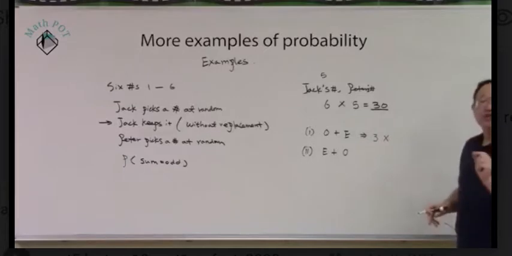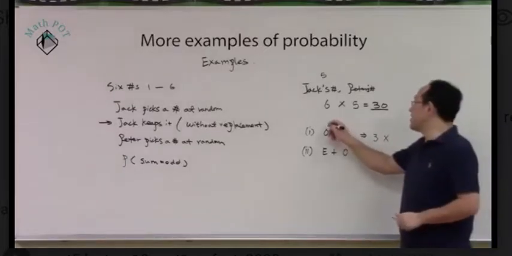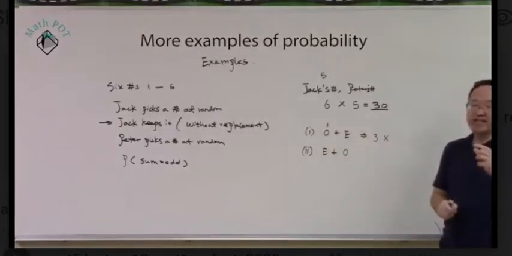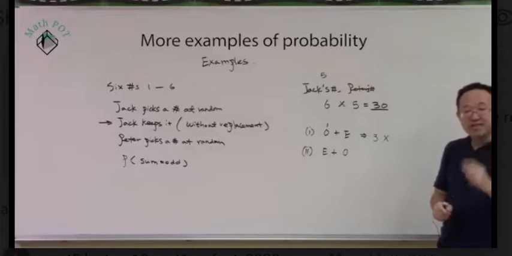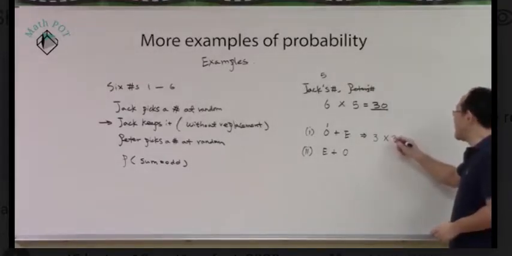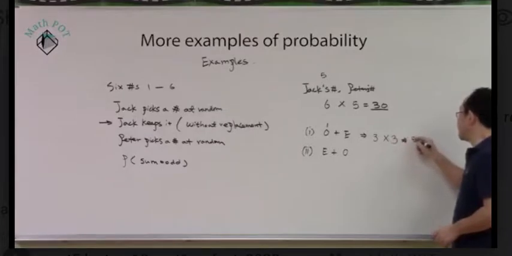So the next number is even. Let's assume the first number is whatever odd number, for example, 1. Let's figure out the next number, which is even. Could it be 2, 4, 6? So still we have 3 ways. So for the second step, we have 3 ways. Multiply together is nothing but 9.